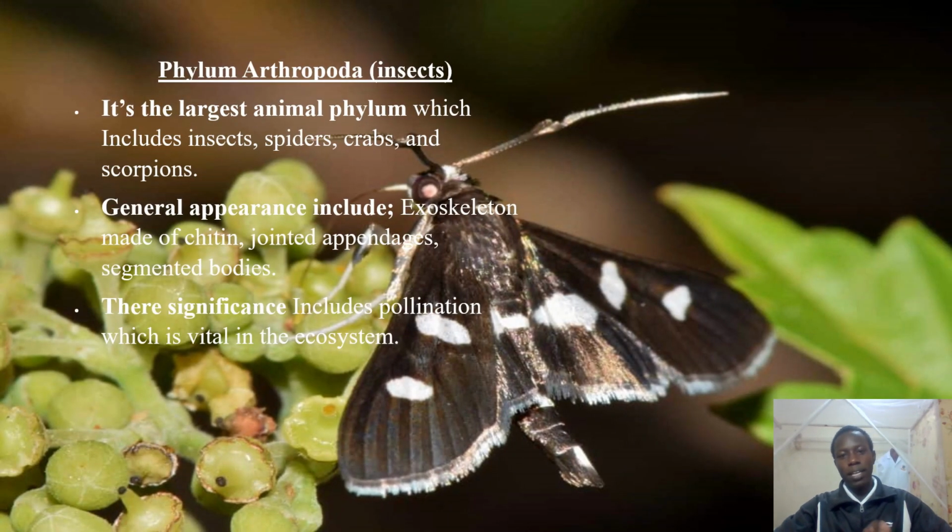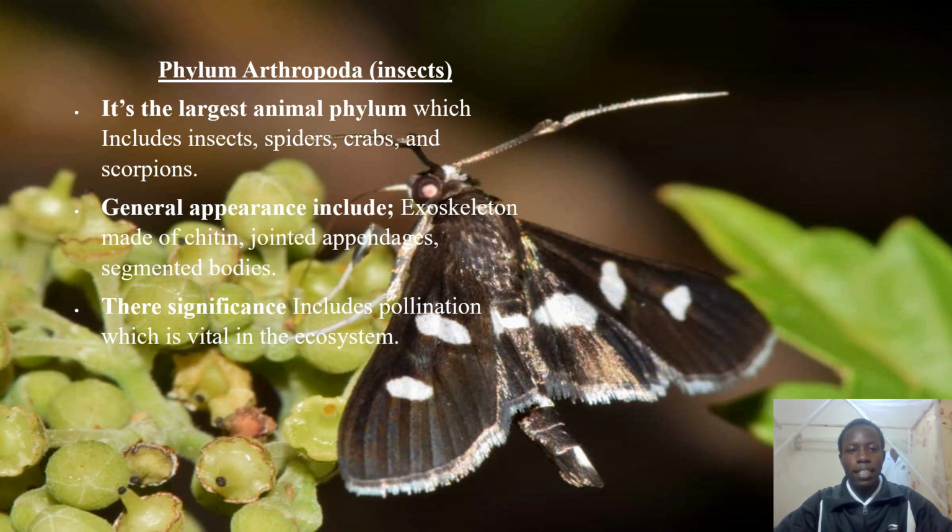Phylum Arthropoda, these are the insects. It's the largest animal phylum, which includes insects, spiders, crabs, and scorpions. Let us look at the general appearance of these organisms. We are told they have an exoskeleton made of chitin, jointed appendages, and segmented bodies. The significance includes pollination, which is vital in the ecosystem.